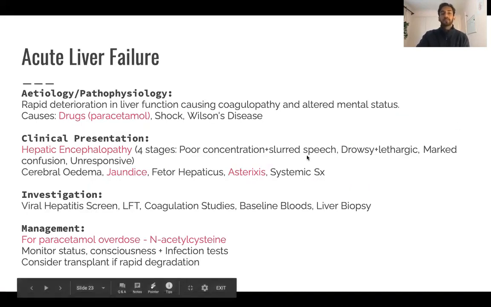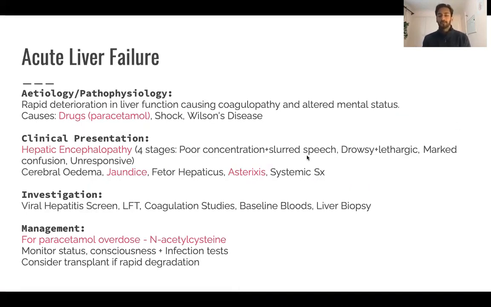So there's a couple of things to be aware of in terms of chronic and acute liver failure. Firstly, let's very briefly look at acute. It's not something that comes up too much, but it is something that does come up on, or has come up on OSCEs. So just keep an eye out for it.